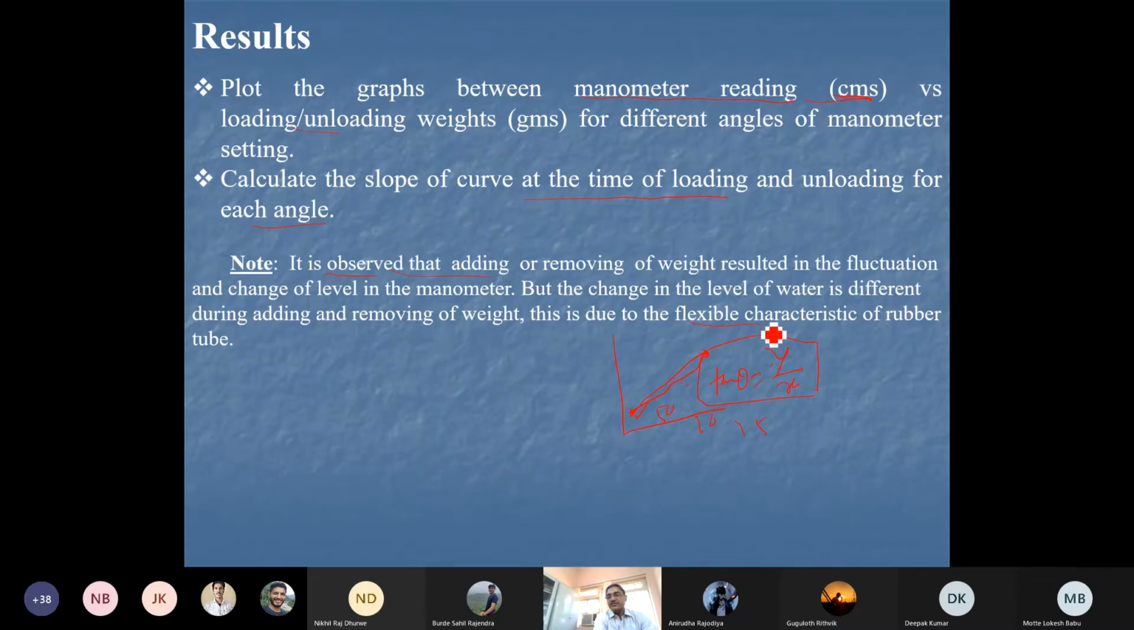This is simply because of the flexible characteristics of the rubber tube, or just like if we are using a spring balance, it also has a kind of constant. It takes some time to go back to its original condition, and that's why there is a little difference. Any system shows the same nature. That is called hysteresis loss because of the system condition.